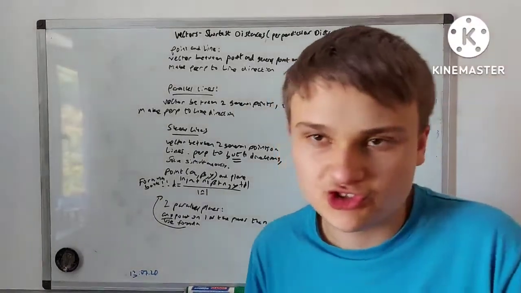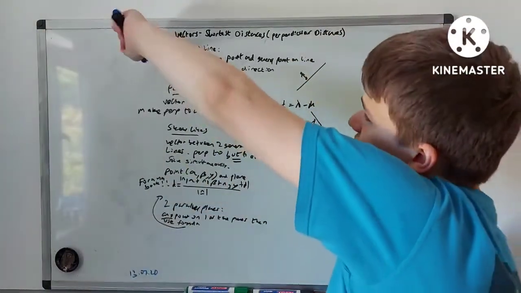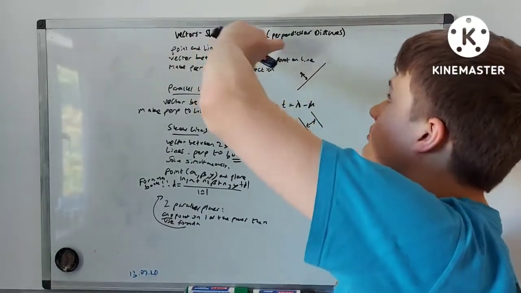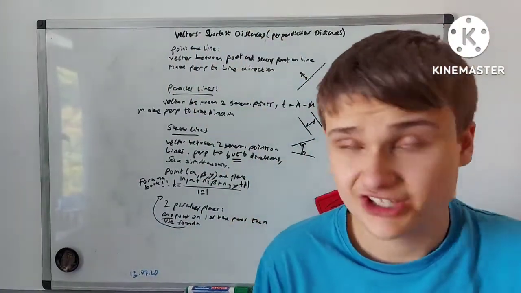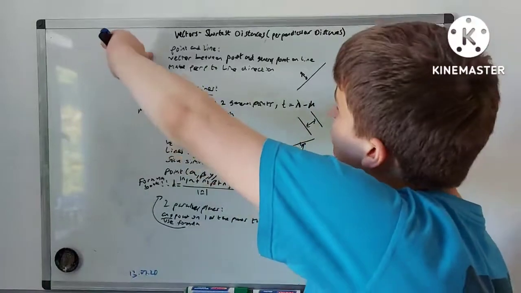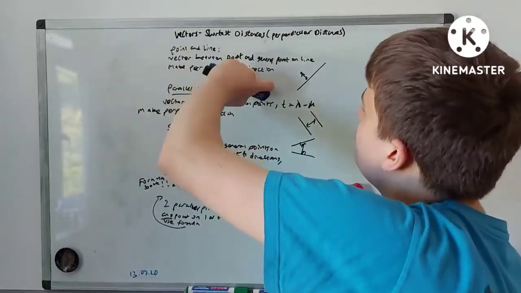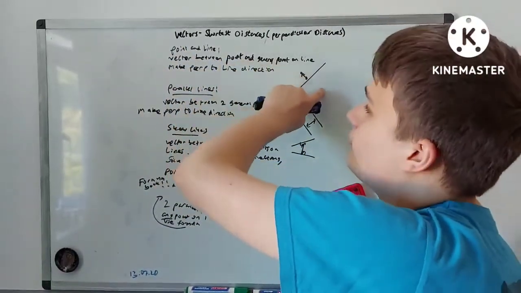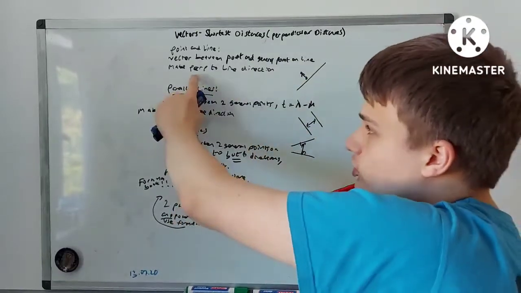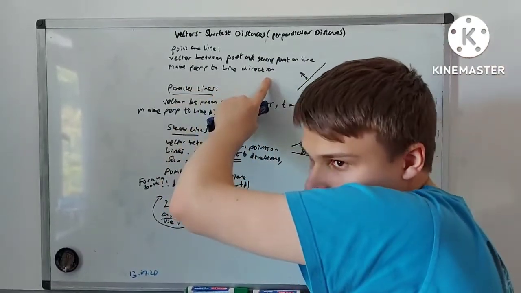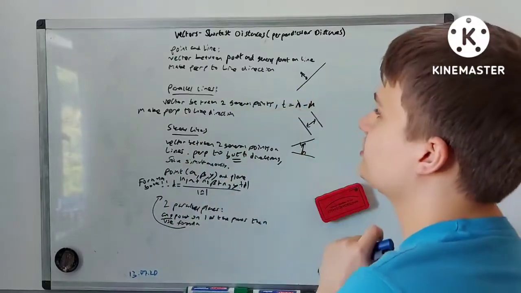The last bit that I'm pretty much just going to talk through here is the vectors with shortest distances, or what's usually called perpendicular distances. So for a point and a line, we're going to find a vector between a point that we know and a general point on the line, and we're going to make this perpendicular to the line direction here, not the position vector of the line.